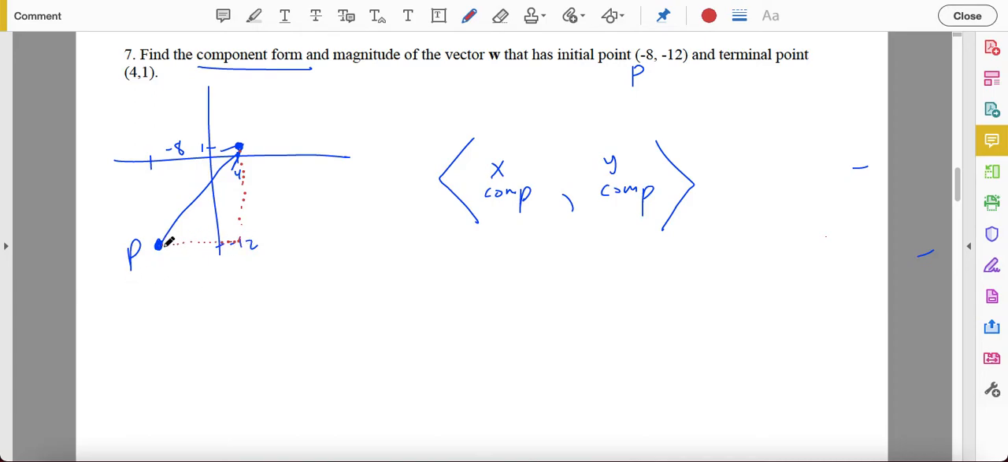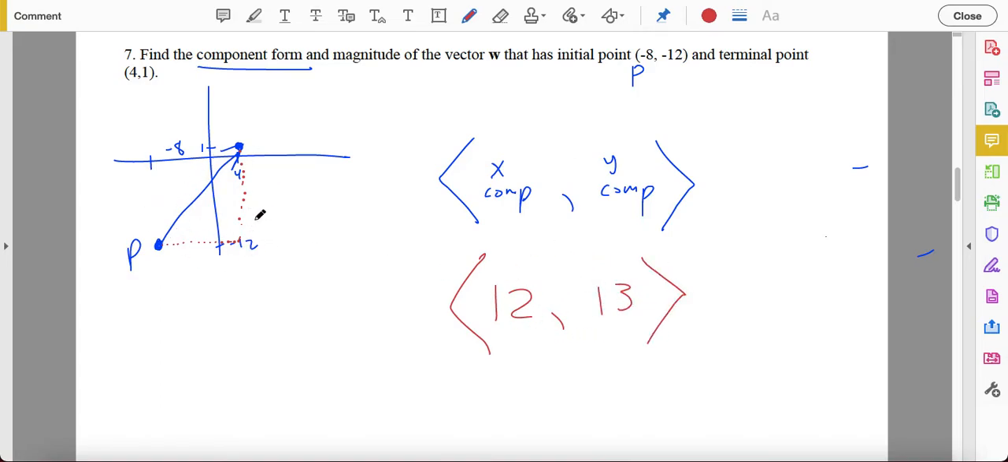So how far did it go in the x direction? Well, we've gone -8 plus another 4, so that's 12 units to the right. So we know the x component is going to be 12. And the y component, we go from -12 to +1, so that is 13 up. So that is our component form.